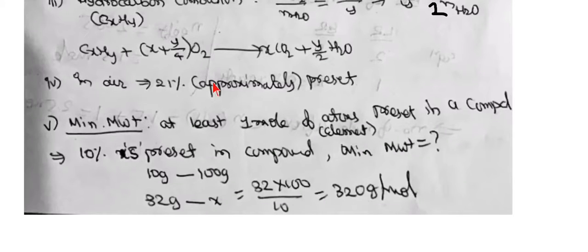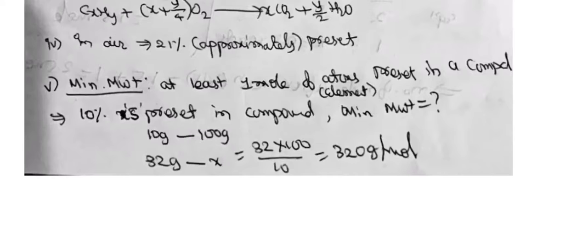Sometimes questions related to air will come. If they ask how much oxygen is required, we can find directly how much air is required, since air contains 21% of oxygen. By using that concept you can find how much air is required. Sometimes they ask minimum molecular weight, like 10% sulfur present in the compound, what is the minimum molecular weight? 10 grams is present in 100 grams, so at least 1 mole of atoms will be present, like sulfur, 1 mole means 32 grams. 32 grams means that is the molecular weight. Like that we can solve questions related to minimum molecular weight.